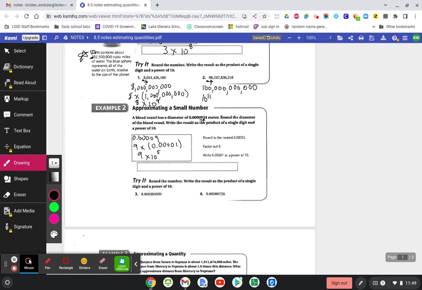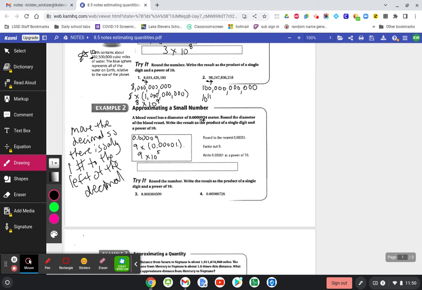All right. So when we're doing this, you're always wanting to move the decimal so there is only one number to the left of the decimal. So that's why we moved it over into this spot right here. If you think about it up here, we were moving the decimal. We were counting how many zeros to move the decimal over here to get rid of all of those zeros.